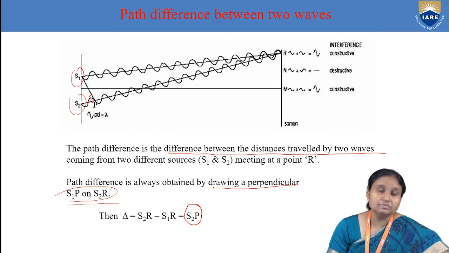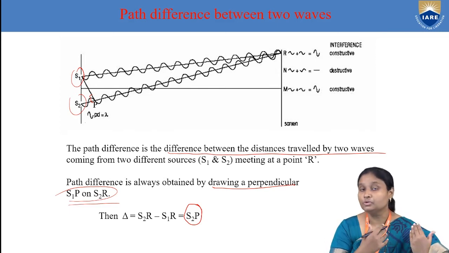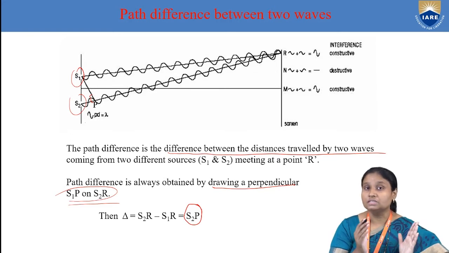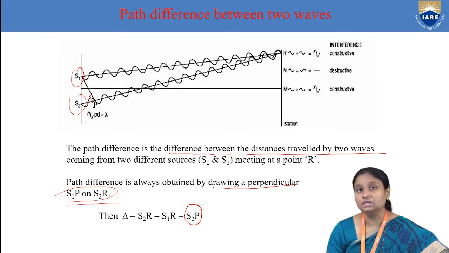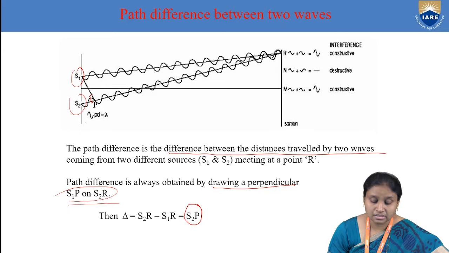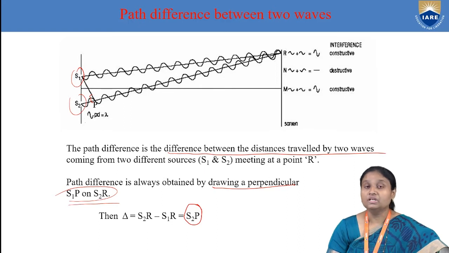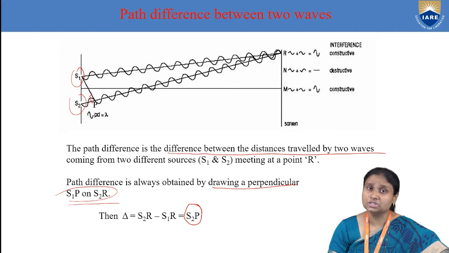So what is path difference? Path difference is the difference in their distance traveled. Of course, they may be coming from two different sources, but we have to consider them reaching the same point on the screen. So in this case, we just take the distance traveled, and always, as I told you, we have to draw a perpendicular in order to find path difference. Whereas in phase difference, between two waves, it is with respect to their position, and that position can be measured with respect to time or with respect to phase angle.